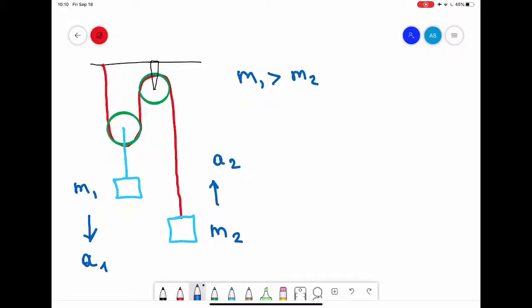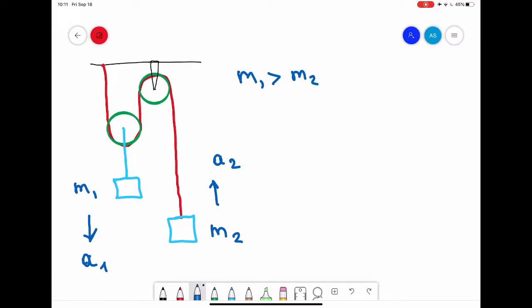Hello students, here we have two pulleys and two masses. The pulleys are massless, and as you can see here, M1 is going down with an acceleration and M2 is going up with an acceleration. We have two different masses. M1 is greater than M2, therefore M1 will accelerate downwards and M2 will accelerate upwards.